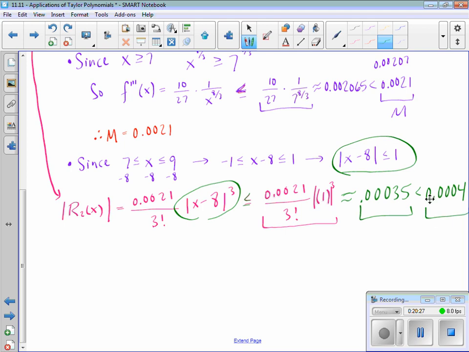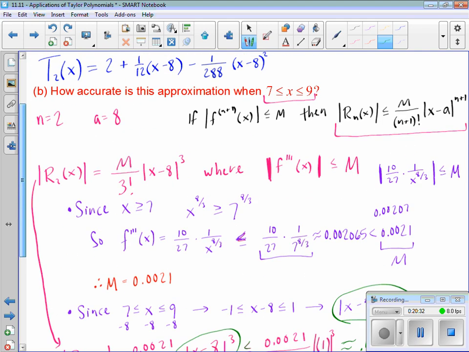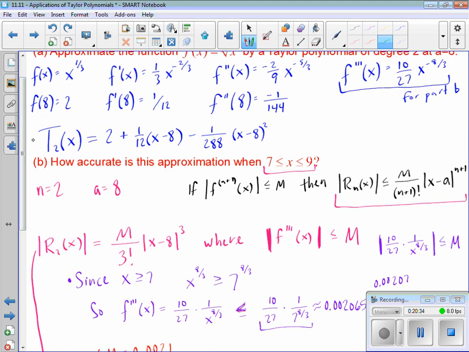Okay, what this tells us is what our approximation in part A is accurate to. So this Taylor polynomial is accurate to within .00035 of what it actually would be at its furthest away spot. Okay, so it's not going to be further away than .00035 of what it should be from 7 to 9. So it's probably going to be at like a 7 or at a 9 where it's going to be that far away. Okay, but it will never be more than that far away. So it's just showing you how close it is, what these problems do.